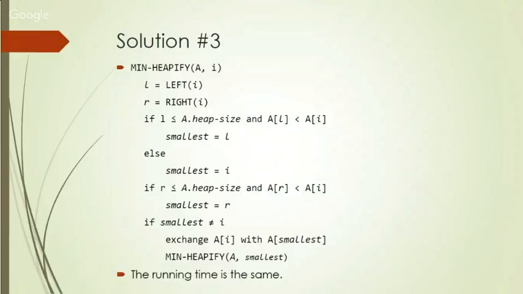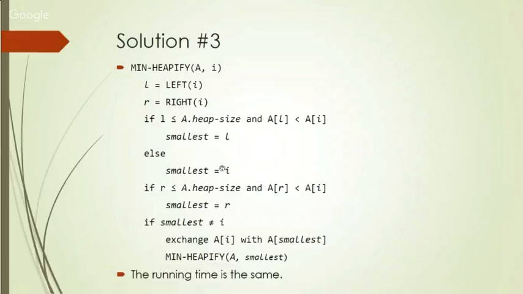If the smallest is not I, we exchange A[I] with the smallest. Then you perform the function MIN-HEAPIFY of the array. So pretty much this is how it looks like.